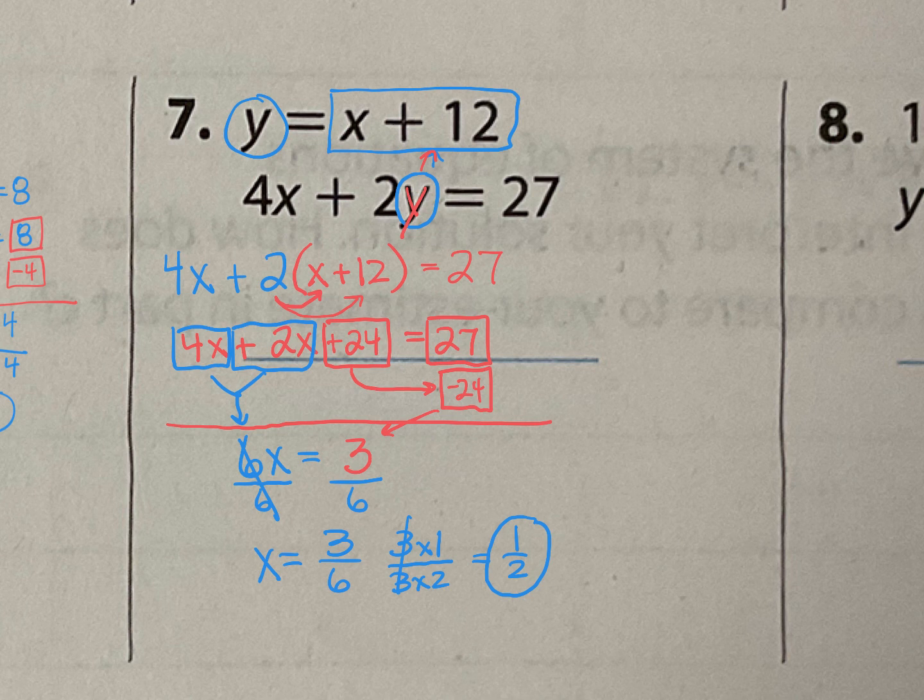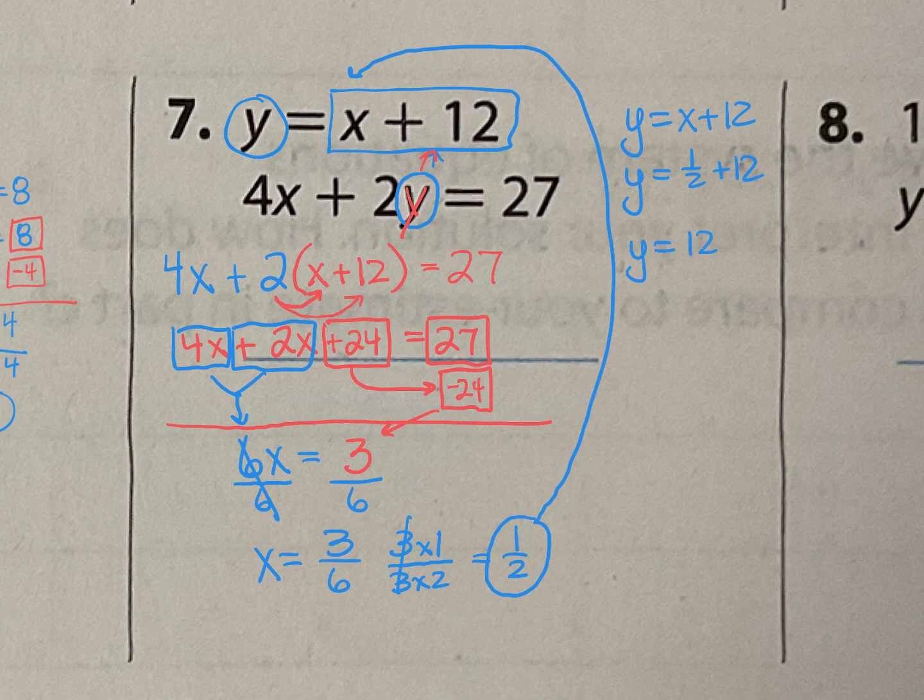Okay, then how do we figure out what y is? Well, I see a really simple equation. I can just take this 1/2 for x and plug it back in here to this equation. So if x is 1/2, y is x plus 12, but I know x is just 1/2. So 12 plus 1/2 is just 12.5. 12 plus a little more, 12.5. So x is 1/2, y is 12.5.